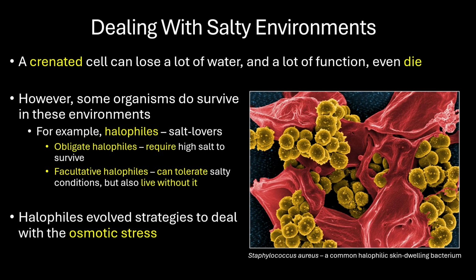We have species that can be obligate halophiles, as in they require these high salt conditions in order to survive. And then we can also have facultative halophiles, where they can tolerate salty conditions, but they can also live without it. Like they like the salt, but also they'd be okay if it wasn't so salty. Species like Staphylococcus aureus is a good example of a facultative halophile. You can grow it in environments that are not salty, but it loves to live in salty environments, like our skin, for example.